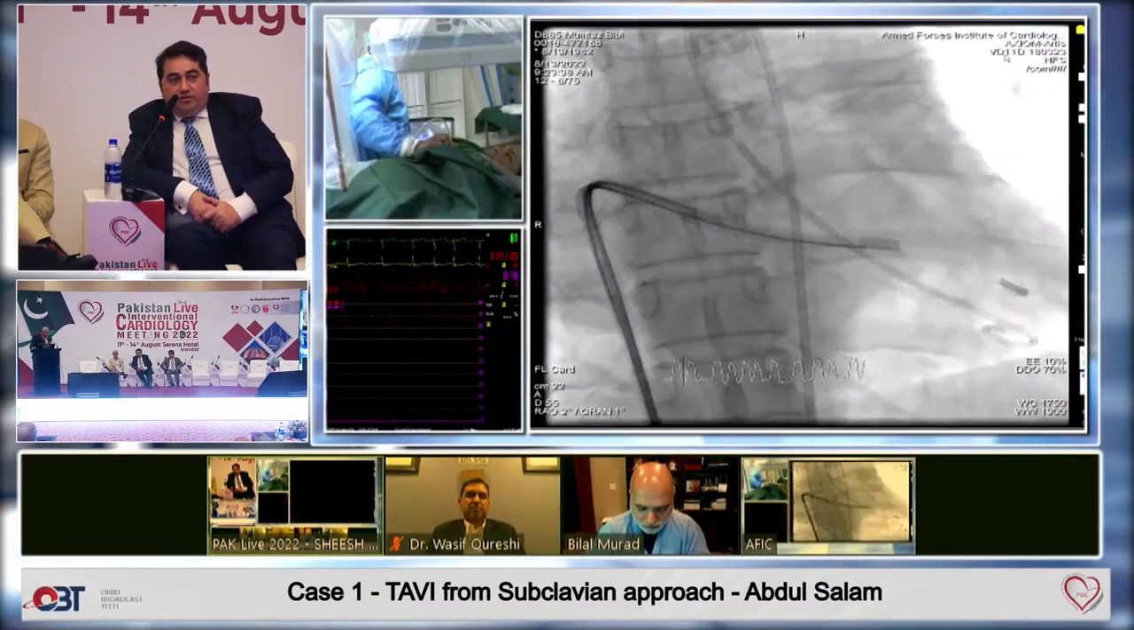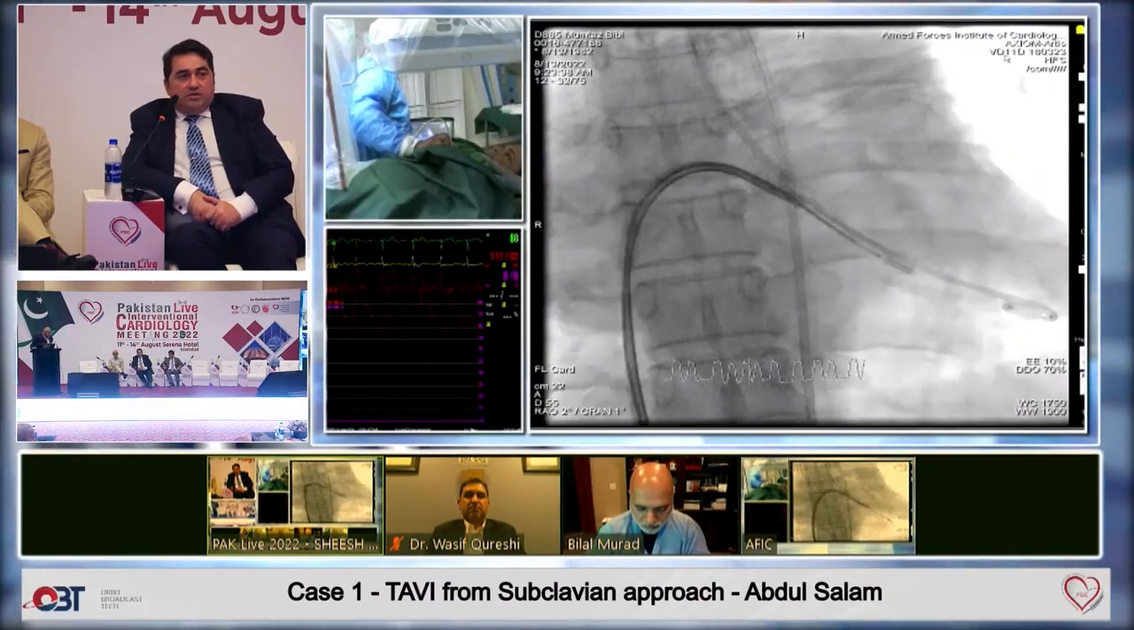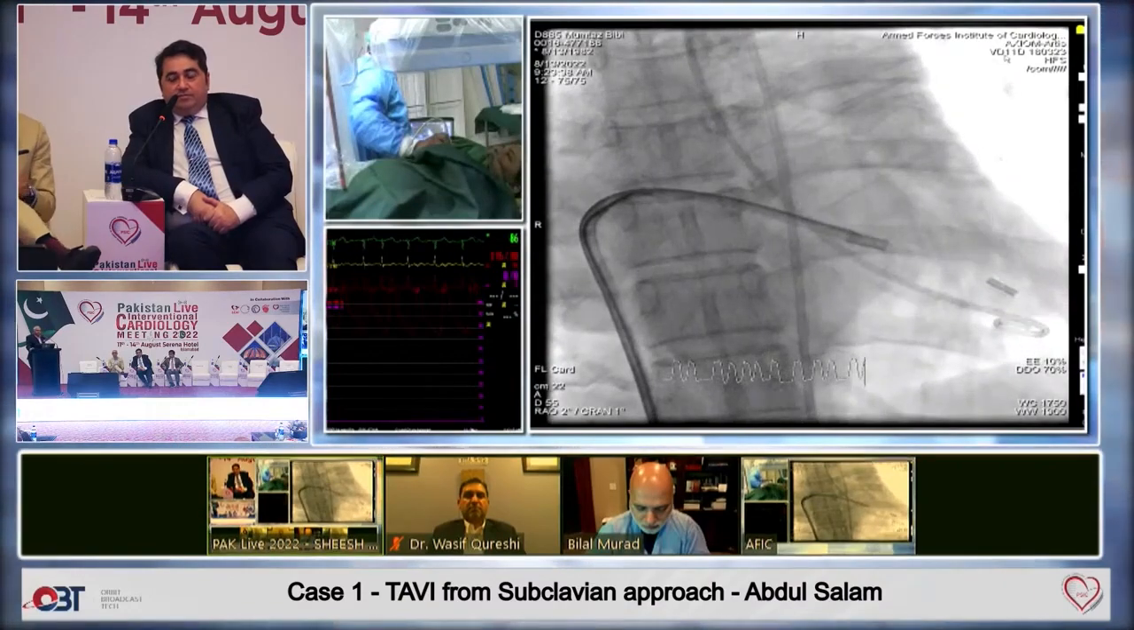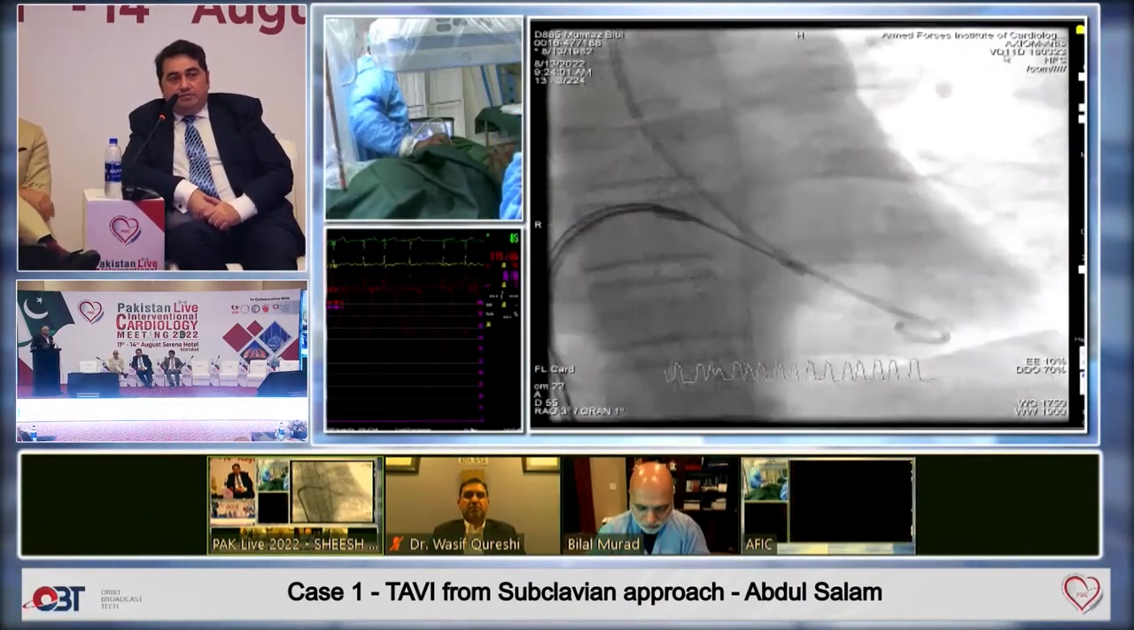Your first question, I couldn't get it very much. This is a female, actually. She has Down syndrome, short stature, and her aortic annulus was hardly 13 mm, and she's been refused by surgery. So what kind of sedation here?